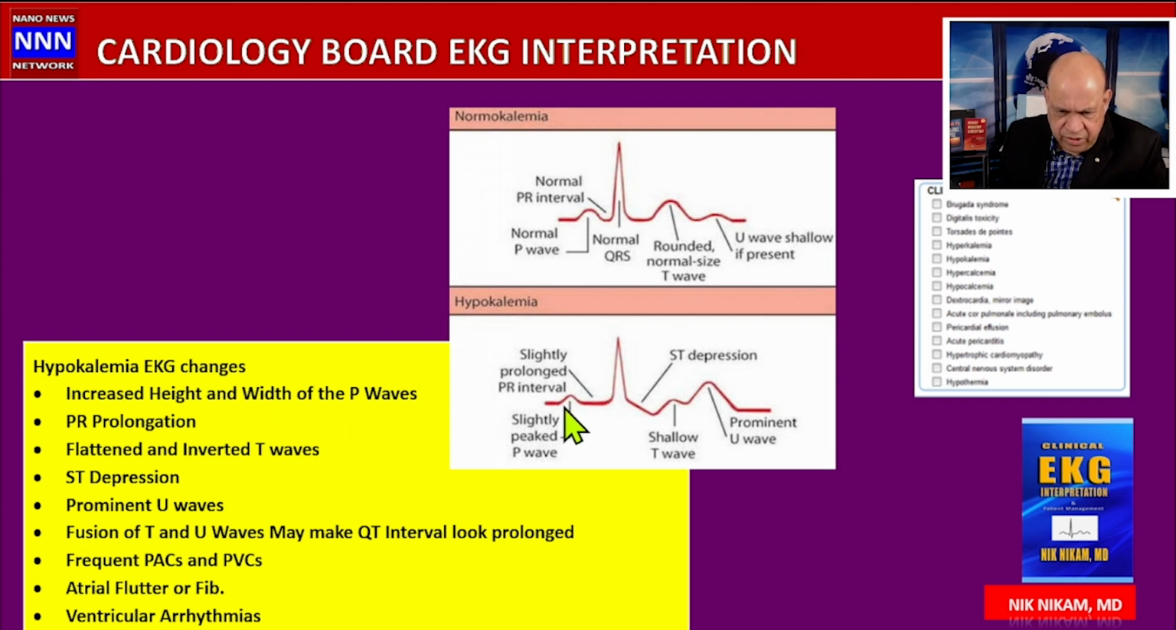There are sort of peaked T waves, then we have a prolonged PR interval, a sagging ST segment depression, shallow T waves, and a prominent U wave. So the prominent bump that we see may be mostly U wave, whereas your T wave may be just a hump on the upslope of the prominent U wave. So these are some of the salient features of hypokalemia when you look under the microscope.